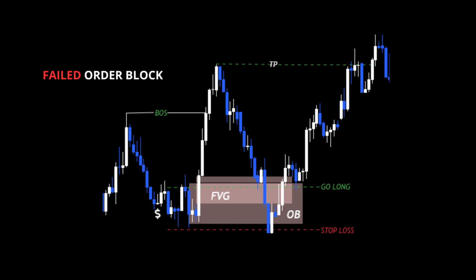Warning: the order block strategy is not foolproof. Even if all four confirmations are met, the market can sometimes reverse or move contrary to our expectations, or may never retest the zone. It's essential to always manage your risk before entering a trade.